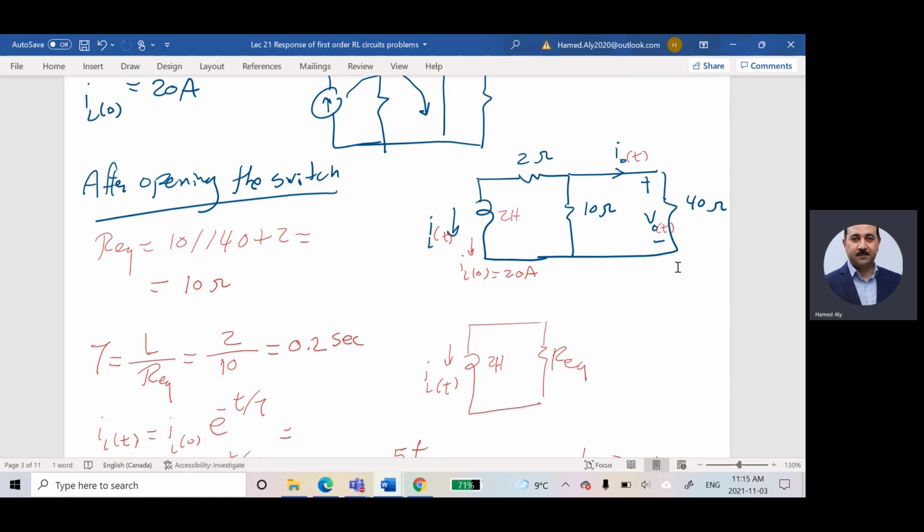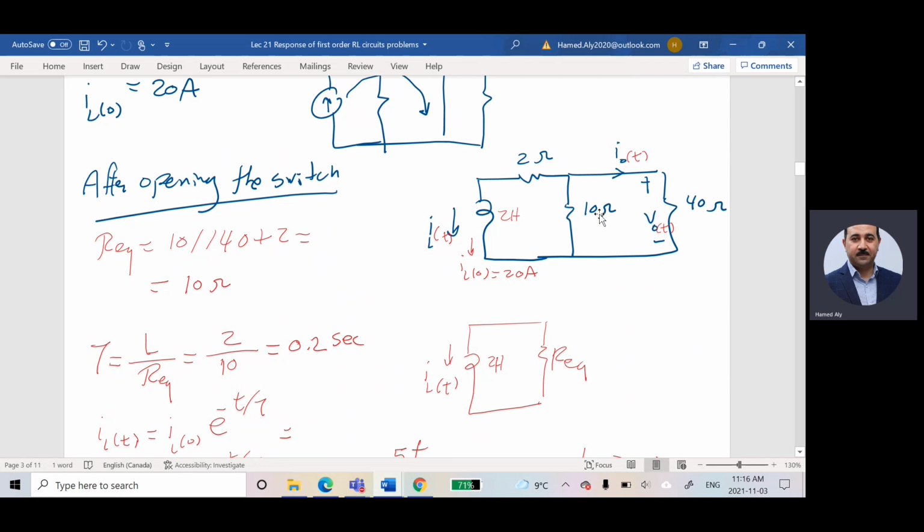Current divider. Yes, I'm going to use the current divider. I here, because I have this guy connected in parallel with this guy, so I can use the current divider. Since I know this guy, I can find this current. So this current is equal to this current multiplied by this resistor divided by the summation of this and this.